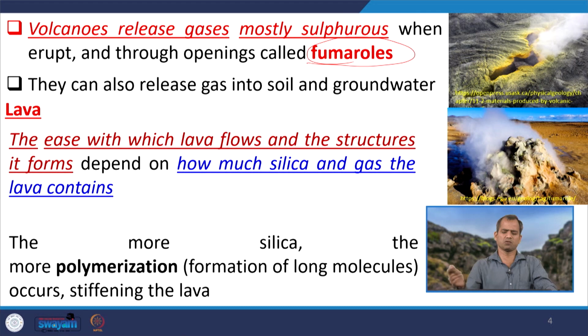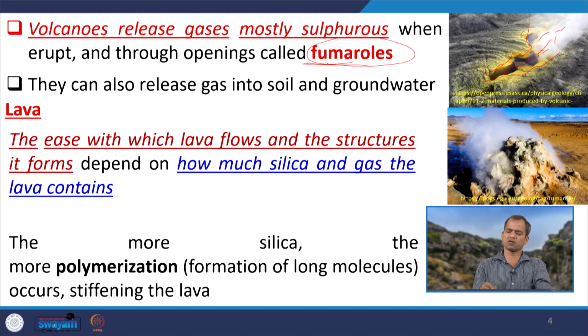Then there are a number of fumaroles. Fumaroles are nothing but openings through which gas is released. If you see this yellow color, it is nothing but sulfur, so sulfurous gas. That means gas is coming from the subsurface to the surface. Hot springs are also coming out from the subsurface to the surface. These are indicators that the volcanic activity, though not expressed on the surface, still has some disturbance going on in the subsurface.